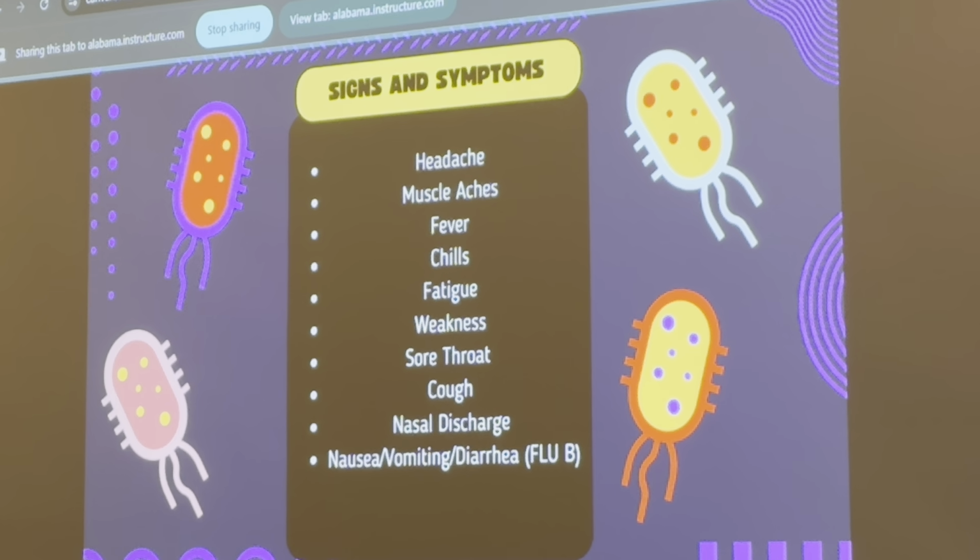Nice big slide. There's a lot of signs and symptoms, but they're very generalized as well. Influenza is pretty common, so most people should know the signs and symptoms. You got your headaches, your muscle aches, just some fatigue, sore throat, cough, nasal discharge. We can have one or two of these types of symptoms, but we can also have all of these at one time. Flu B is really common. You can also have some nausea, some vomiting, some diarrhea, so more of that GI upset compared to the rest of them where it's more of a respiratory, ear, nose, and throat type of symptoms.